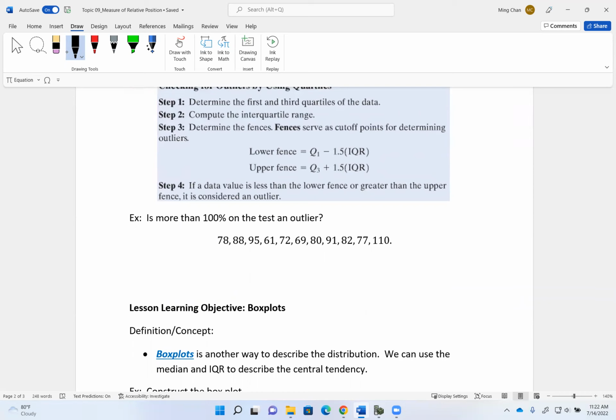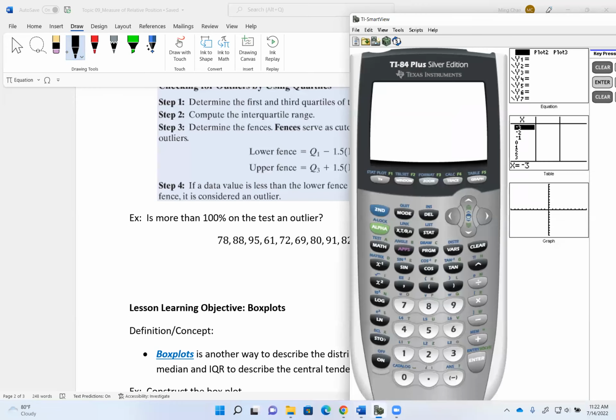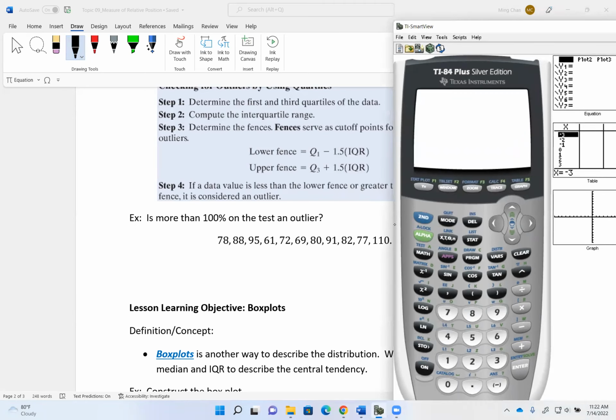So is more than 100% on a test considered an outlier? Well, I'm going to show you how to find the 5-number summary using our calculator, because the graphing calculator will give us the median, Q1, Q3, minimum and maximum, so we can calculate the interquartile range. I'm going to do what we've been doing from the past couple topics. Go to stats, choose number 1, edit. On L1, type in these numbers.